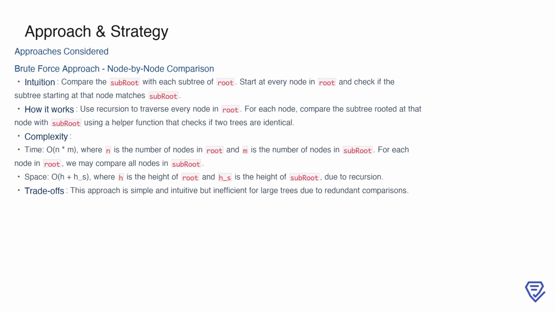While this approach is intuitive and easy to implement, it has significant inefficiencies. Specifically, the time complexity is O(n * m), where n is the number of nodes in root and m is the number of nodes in subroot. This occurs because for every node in root, we may end up comparing all the nodes in subroot. Additionally, the space complexity is determined by the recursion stack, which depends on the height of both trees. While simple, this approach can be impractical for large trees due to the redundant comparisons it performs at every step.